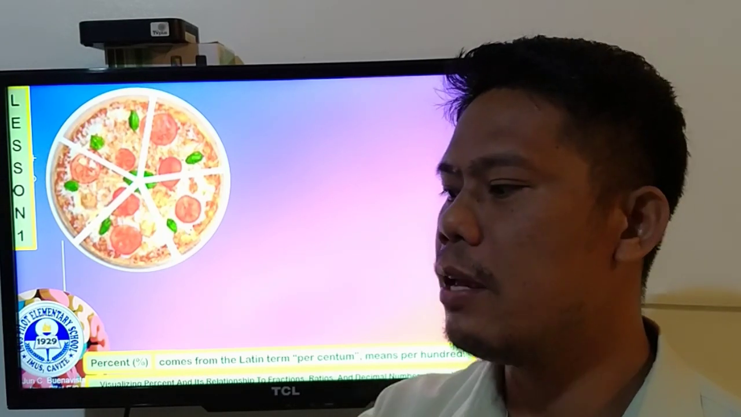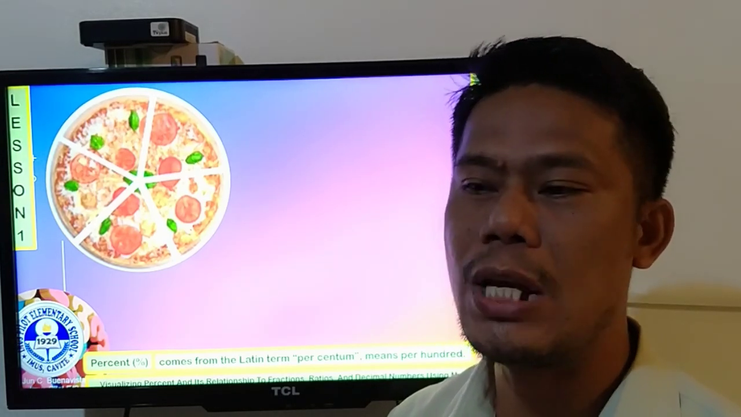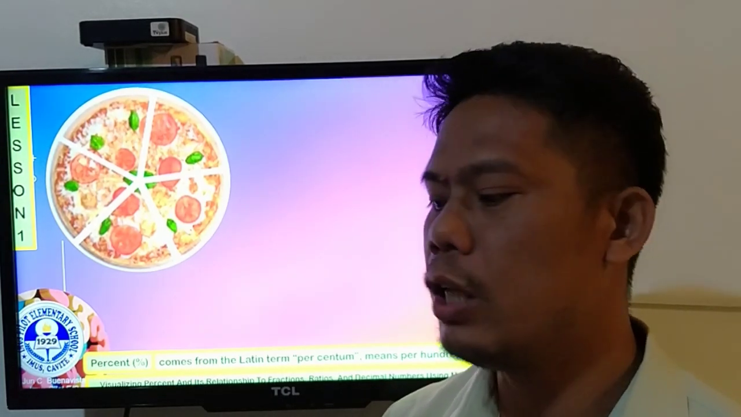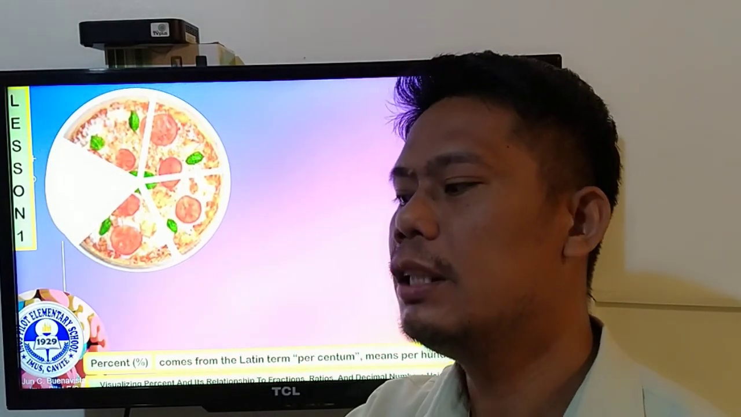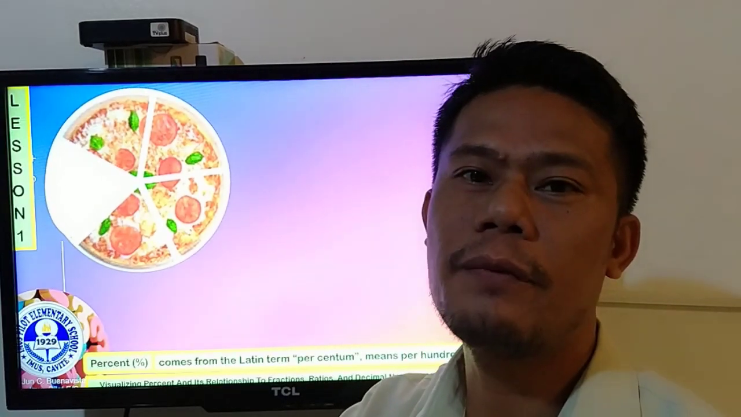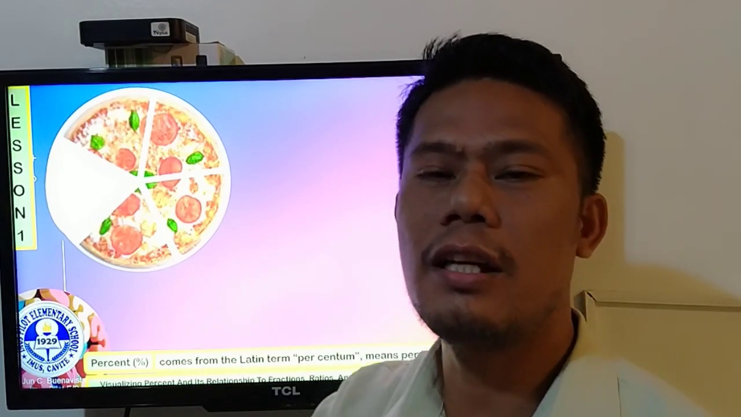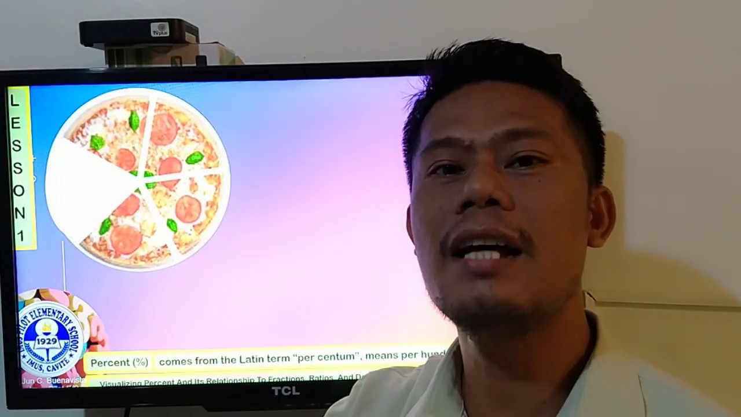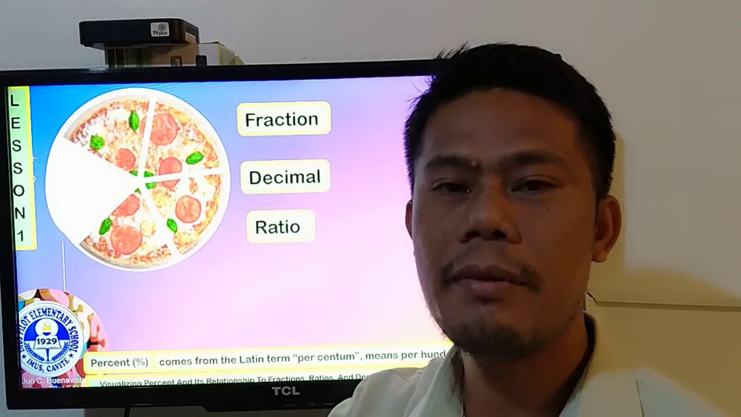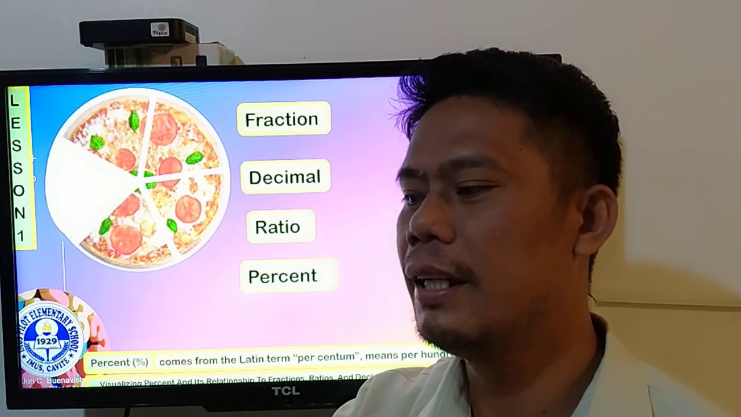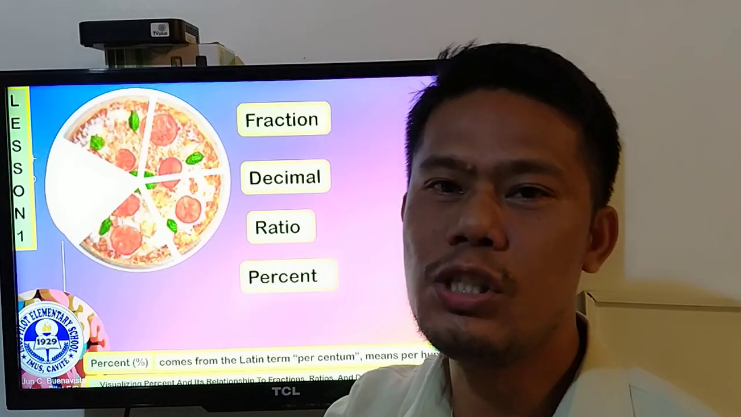Now, supposing we have a pizza, and the pizza was sliced into 5 equal parts. Supposing you're going to eat 1 part of it, so the remaining is 4. Now the question is, what part of the pizza did you eat? You're going to answer in fraction form, decimal form, ratio form, and percent form. Again, my question is, what part of the pizza did you eat?